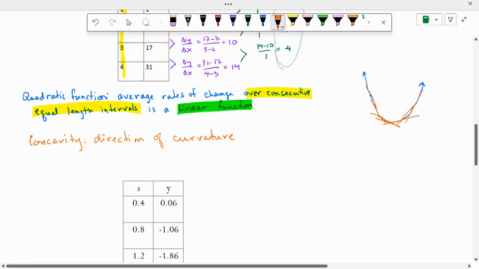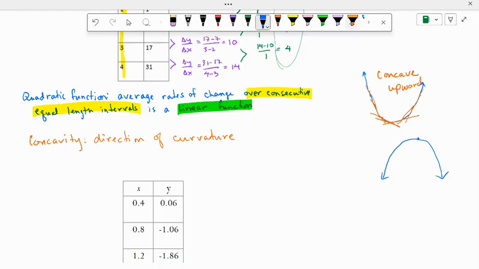of the graph. So with a leading coefficient that's positive on a quadratic, what we see is that the curvature is curving upward. So this is concave upward. If I had a quadratic that was a negative leading coefficient, we will notice that the curvature of this graph is concave downward. The curvature is down.